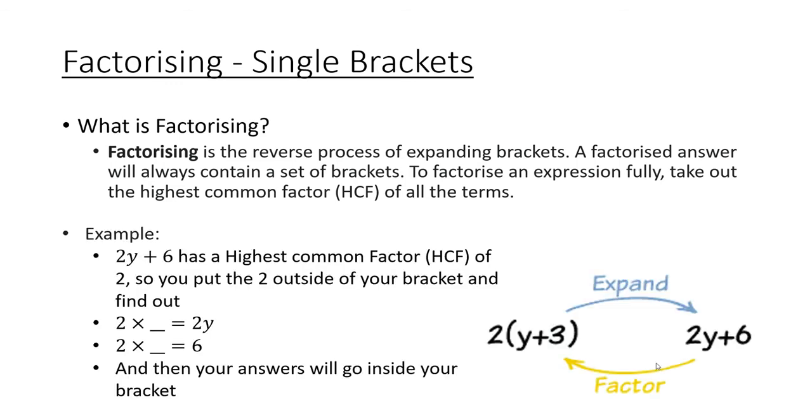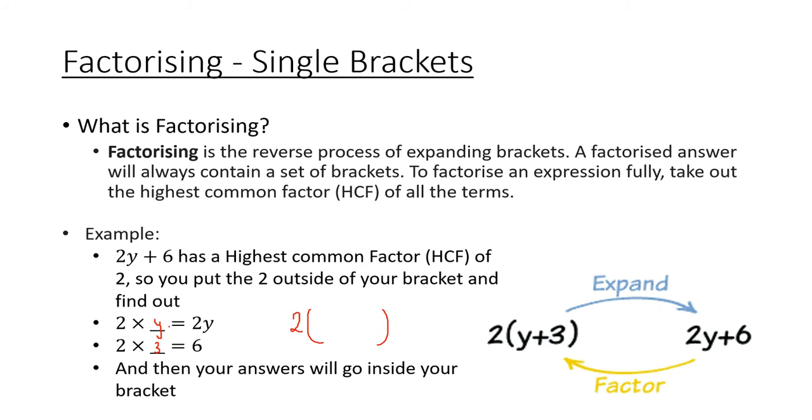Okay, so an example I have here is if we've got 2y plus 6 and it has a highest common factor of 2, because 2 goes into 2y and 2 goes into 6, so you put that outside of your bracket, which is explained here. Okay, then you have to find 2 times by what gives you 2y, and then 2 times by what gives you positive 6. So once you have your answers, 2 times by y will give you your 2y, and then 2 times by 3 will give you your 6. So because you found out your highest common factor is 2, that goes outside of your bracket, so you can just draw it straight like that.